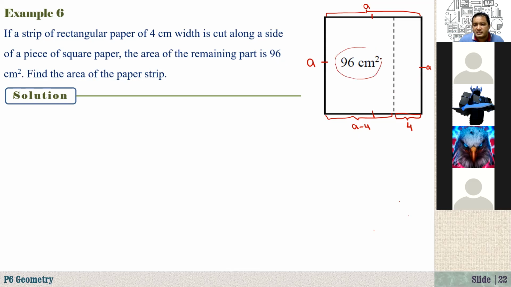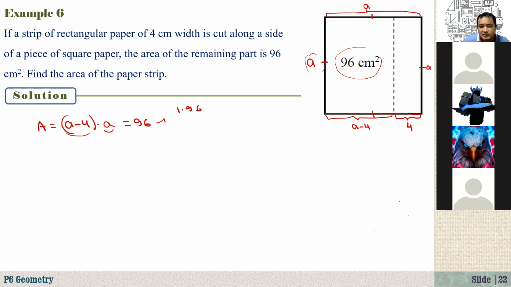Since here it is 96, it's a rectangle. The area is equal to width times length: A minus 4, times A. Because this one side of the rectangle is A minus 4, and the other side is A. So that equals 96, right? Now 96, as you see here, is one number multiplied by another number which is 4 less than this number. So in how many ways can we write 96 as a product of two numbers?